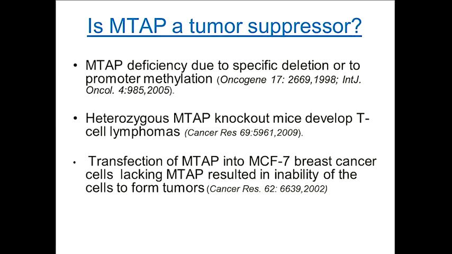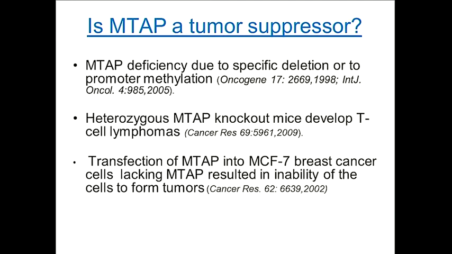Secondly, Warren Kruger showed that in knockout mice, homozygous knockout was embryonic lethal, but heterozygous MTAP knockout mice developed T-cell lymphomas late in their lifespan. Finally, transfection of MTAP into MCF7 breast cancer cells, which lack MTAP, resulted in the inability of the cells to form tumors. So there's evolving evidence that this is a tumor suppressor in itself.